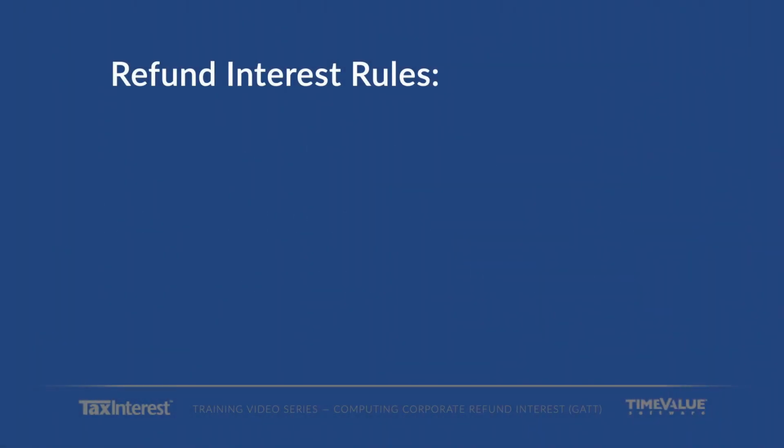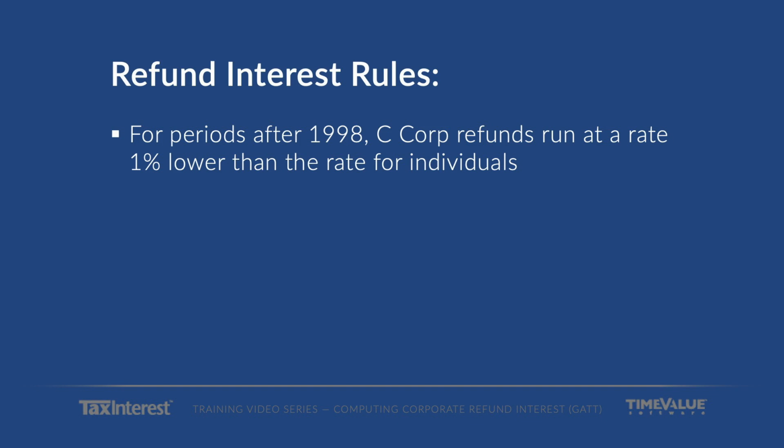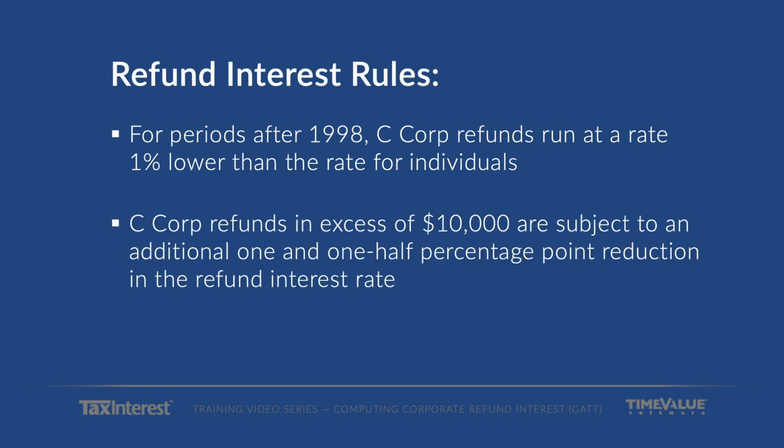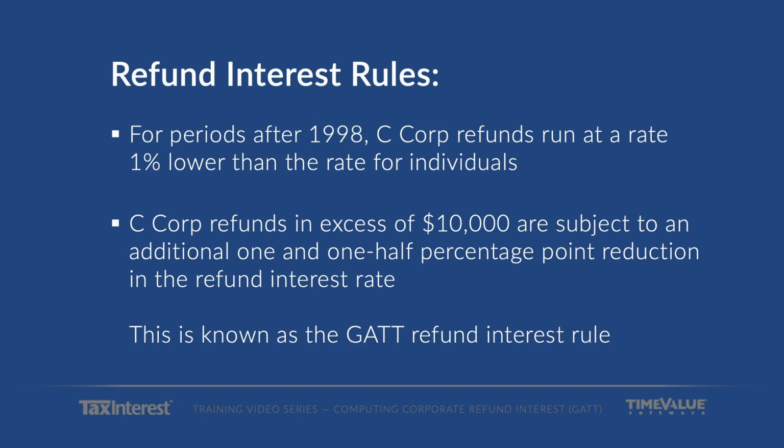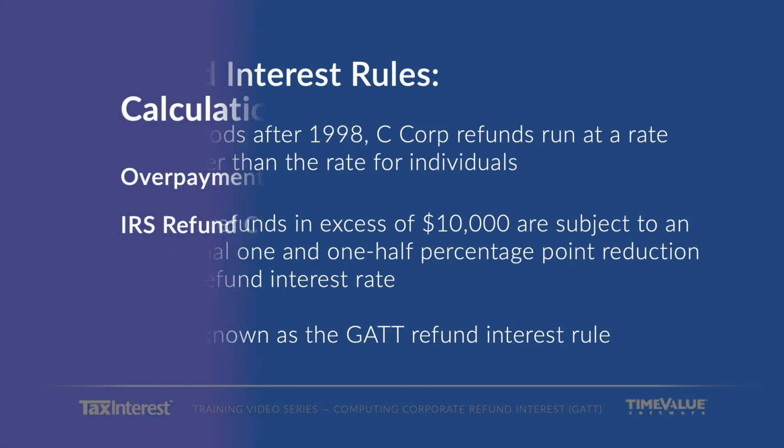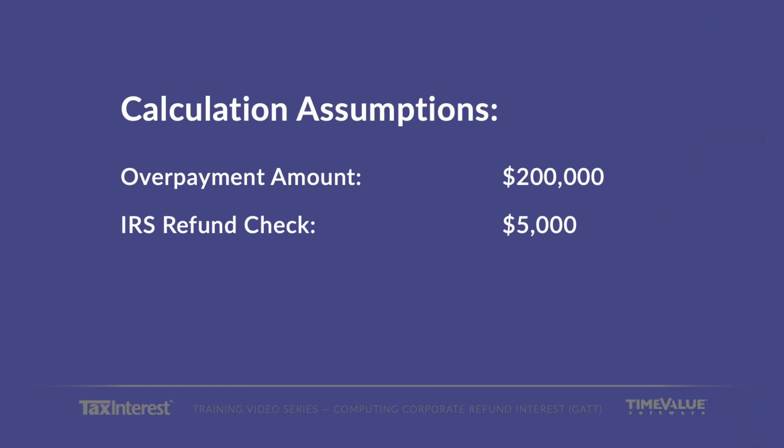Refund interest for corporations is subject to special rules. For periods after 1998, C Corp refunds run at a rate 1% lower than the rate for individuals. In addition, C Corp refunds in excess of $10,000 are subject to an additional 1.5 percentage point reduction in the refund interest rate. This is known as the GATT refund interest rule. For this example, we will assume the corporate overpayment amount is $200,000, with an IRS interest refund check for $5,000.